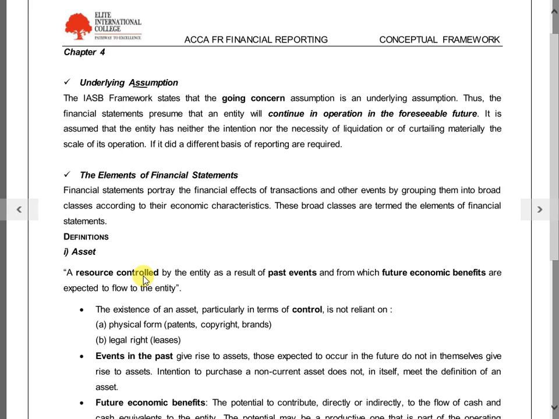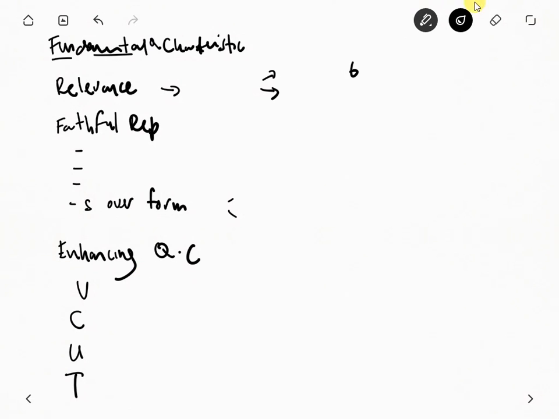Our underlying assumption is the going concern assumption. Going concern means the assumption that we make is that our company will be continuing in operation in the foreseeable future. The company will still be in operation in the foreseeable future. We make this assumption when we prepare our financial statement. Okay, example. If the company is still a going concern, does that mean okay or not okay? Yeah, the company is a going concern, so the company is okay. They will be in operation in the foreseeable future.